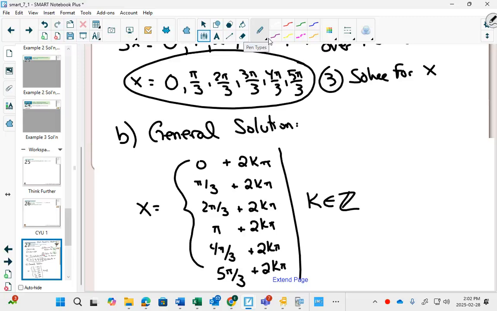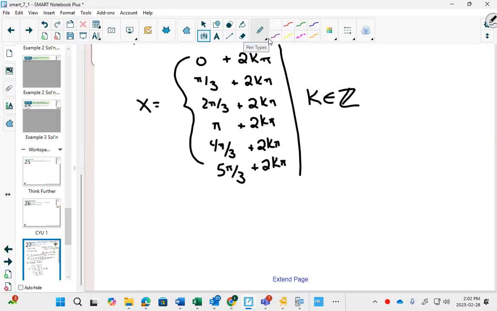So for those of you that like being creative, you could just do this. If k is 0, you would get this one. When k is 1, you'd get this. K is 2, you'd get this. K is 3, you'd get this. K is 4, you'd get this. K is 5, you'd get this. K is 6, you get back to the beginning. Don't you like it more? Oh, I do.